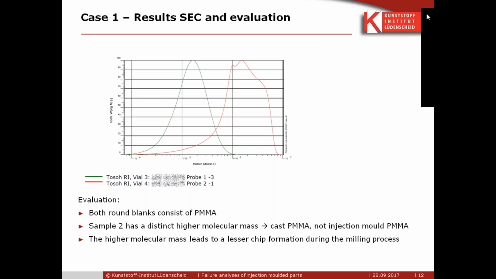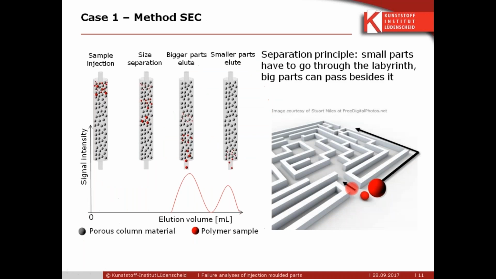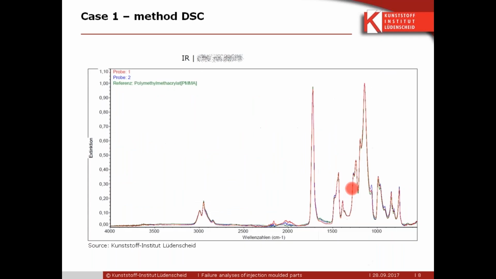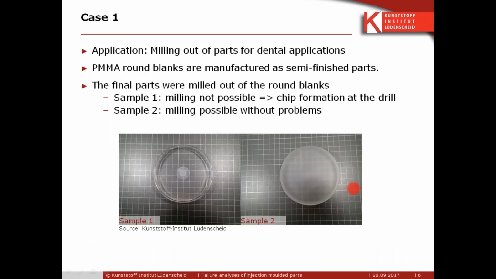In this case, we used the size exclusion chromatography. For the size exclusion chromatography, the samples are solved and injected on a column. The column is filled with a porous material and leads to a separation of the single polymer molecules by size. The bigger parts elute earlier because they just go around the filler material, the column material, and the smaller parts have to go through the whole labyrinth.